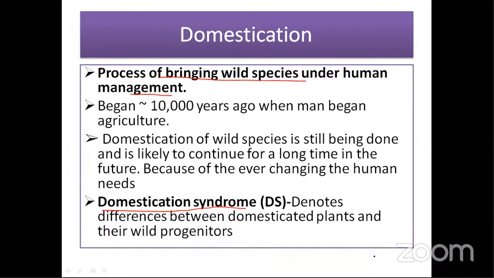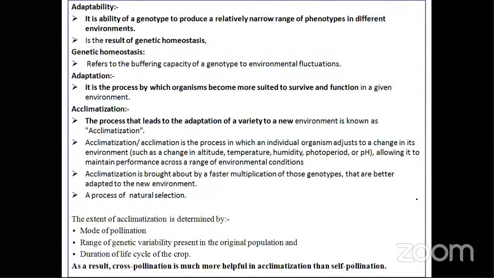Okay, let's move to the next thing. Here some of the definitions and terminologies are very important to understand. First of all, there is adaptability. Adaptability and adaptation, two terms are there, and there is a minute variation between them. Can anyone say, out of your understanding, what is the difference between adaptability and adaptation?